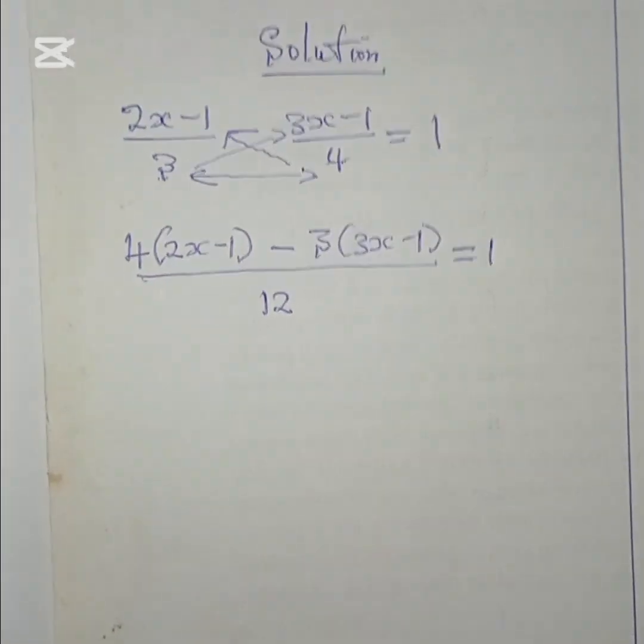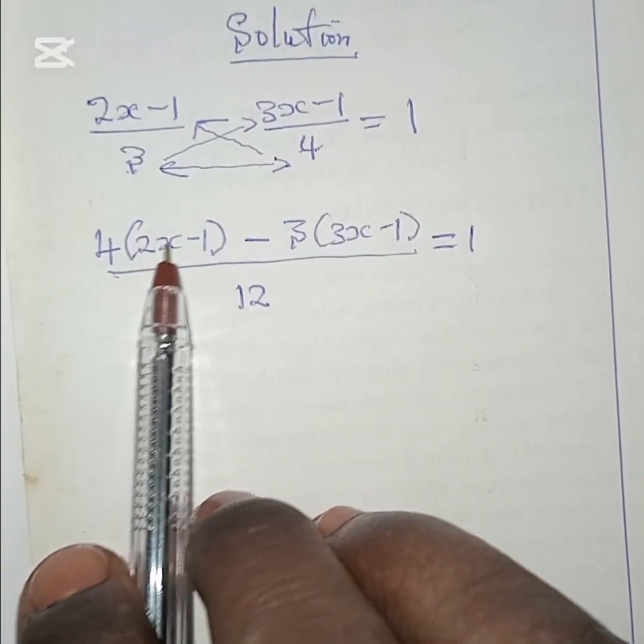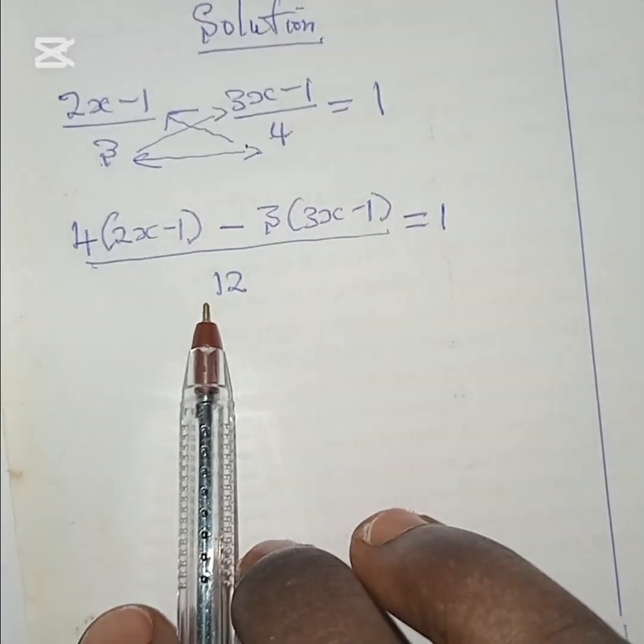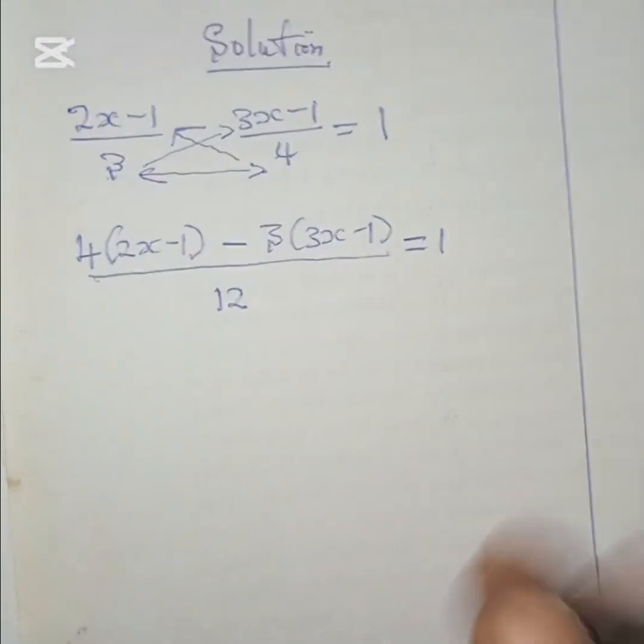So that is the first step. So it means that 4 will multiply everything that's inside this bracket. Now 3 will multiply everything that is in the bracket, all over 12, which is equal to what? 1. So let's go forward to the next step.